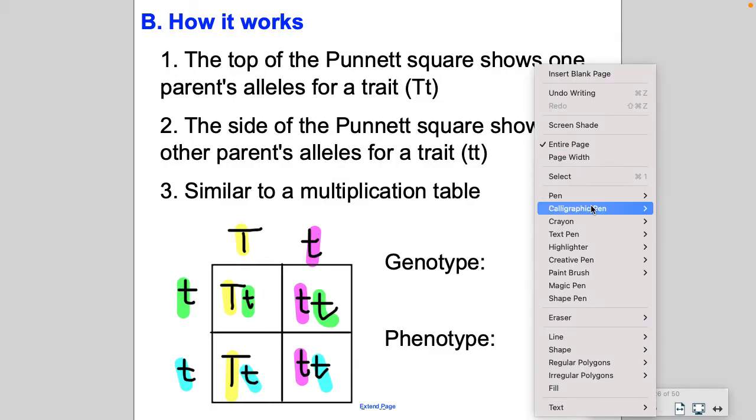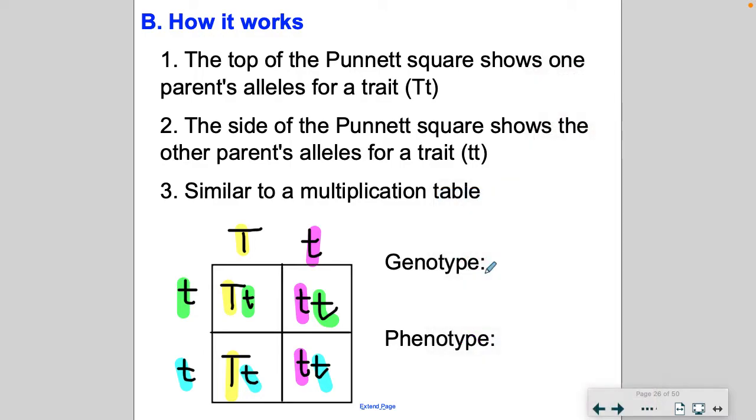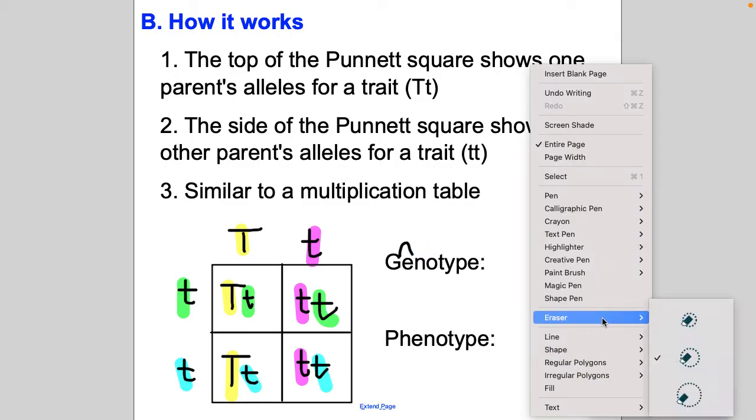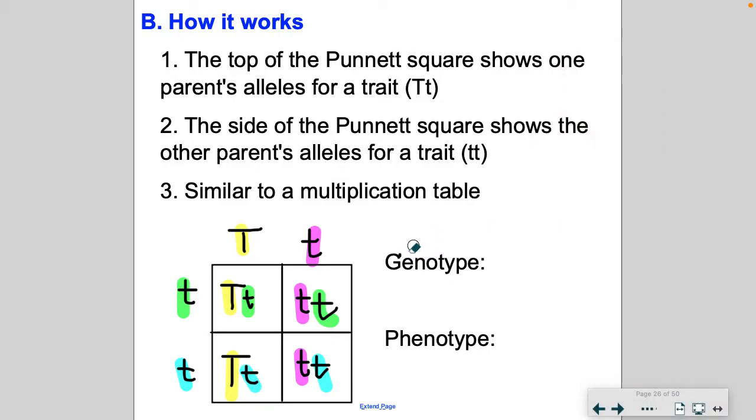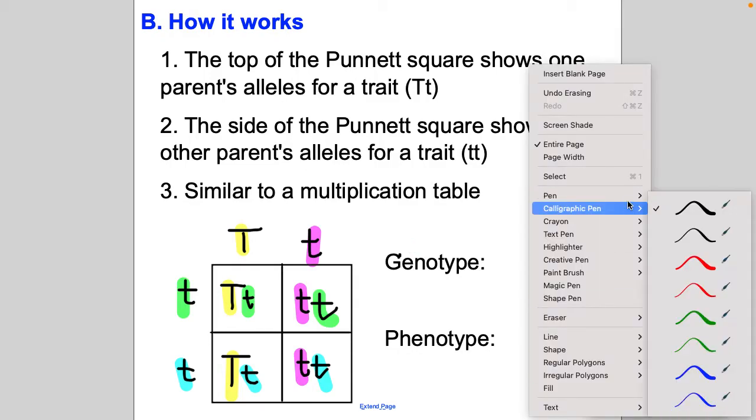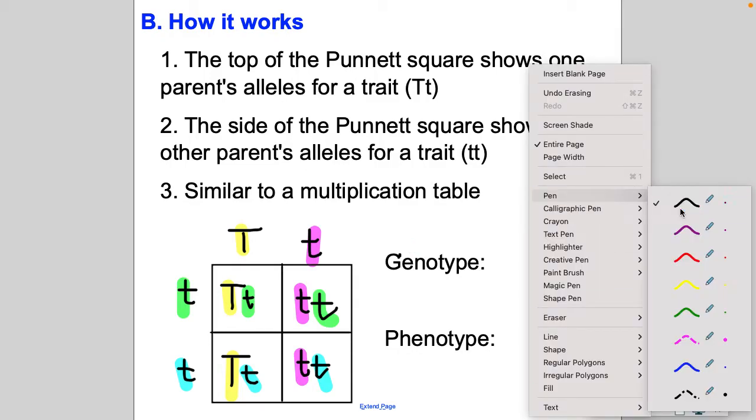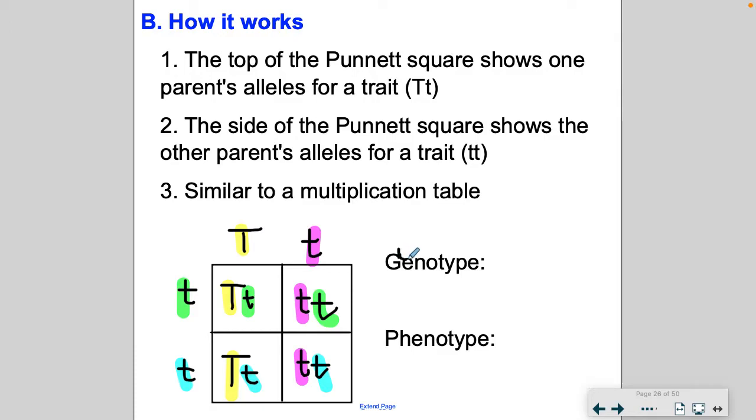Okay, so now over here, it says something about genotype. So remember, genotype, those are, whoops, not what I wanted to write. Genotype is the letters. What do the letters look like? I was going to write letters, L-E-T-T-E-R-S. The letters. What do the letters look like?